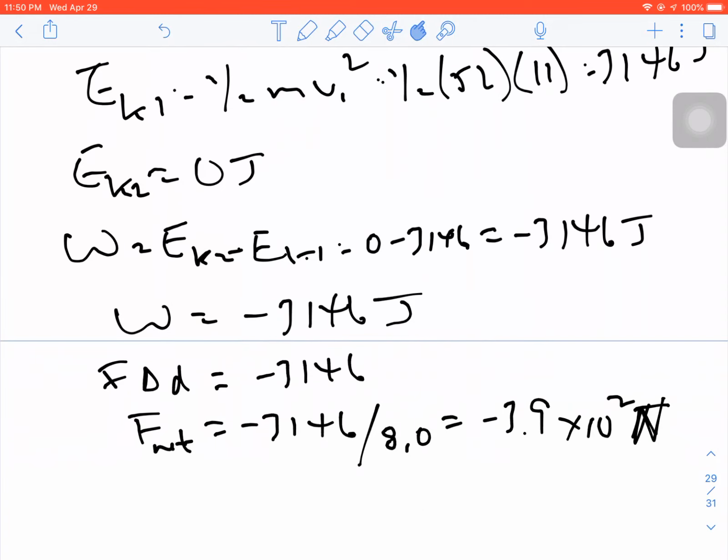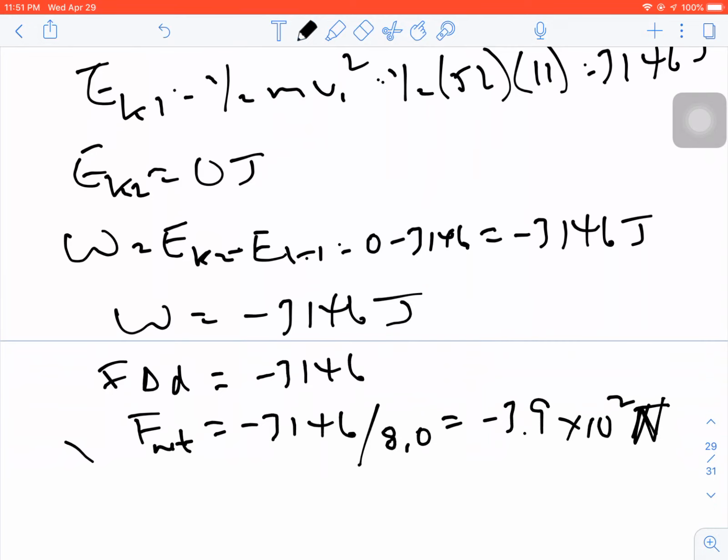There's a B part of this question. It says, what are 2 reasons that you could predict that the net work on this skater must be negative? Well, the net work has to be negative because in order to slow down, the force has to be in the opposite direction to the direction of motion. The force has to be negative if the displacement is positive.